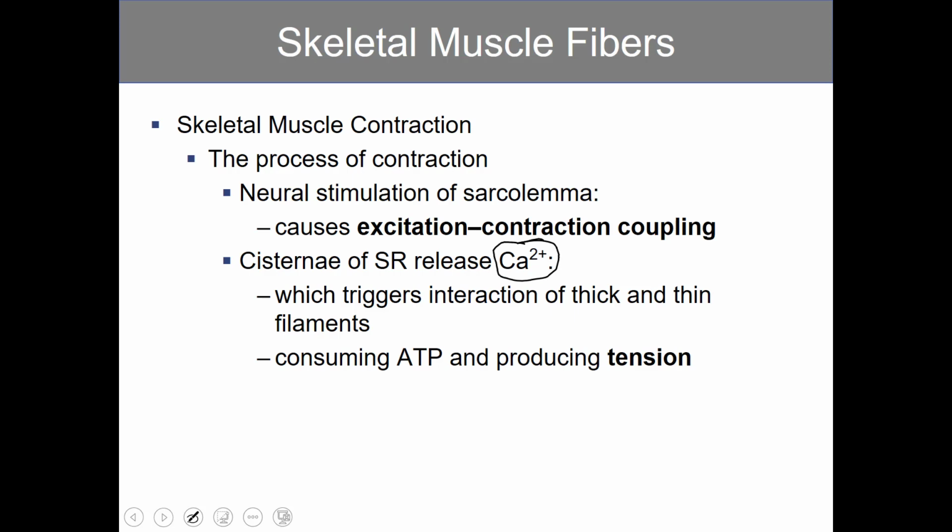Calcium is responsible for the interaction between the myosin and the actin filaments. This is a very highly active process. It's going to consume a lot of ATP. And as the sarcomeres shorten, they're going to pull on the tendons attached to the ends of the muscles, and that is going to produce this concept of tension.